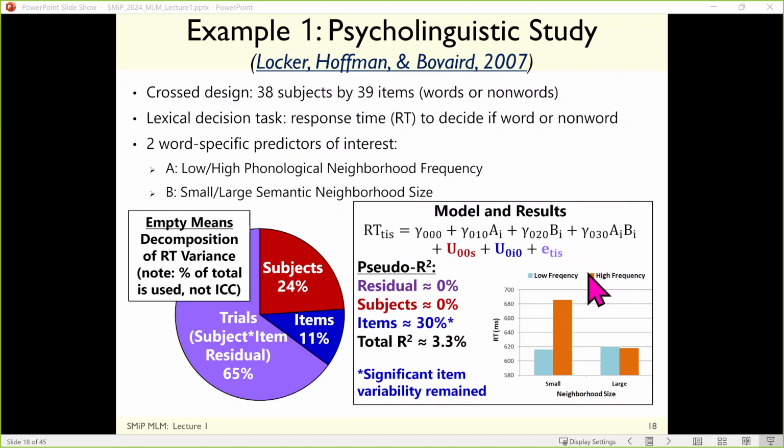So this is what happened in the study. There was an interaction between these things. I don't know why, and I don't remember. To be honest, it's not germane. But we had 0% of the residual variance explained, as expected. 0% of the subject random intercept variance explained as expected, and they got 30% of the 11%.